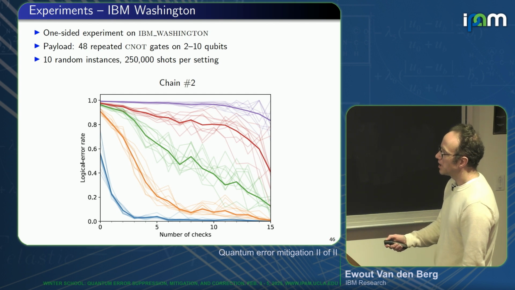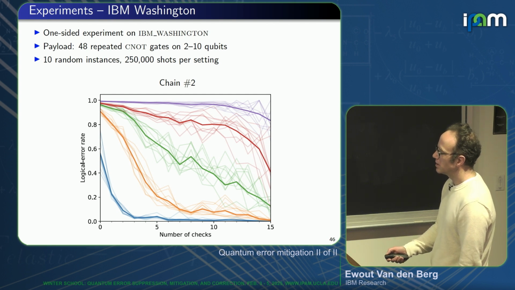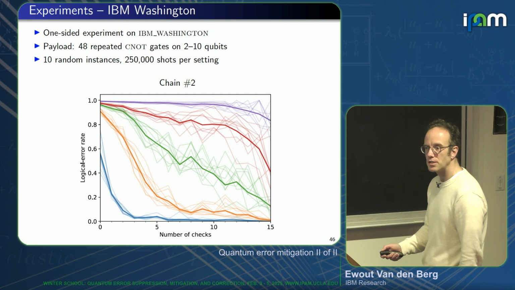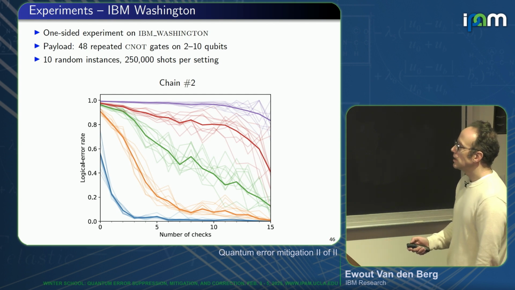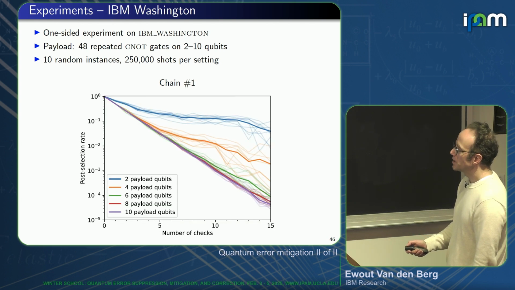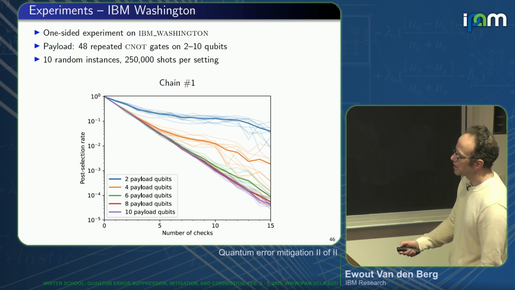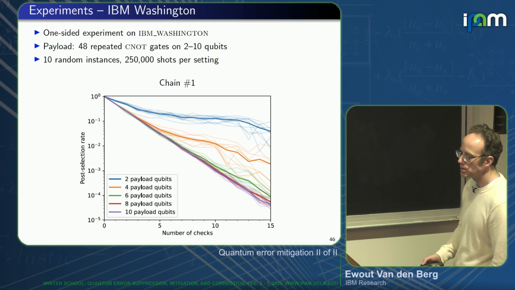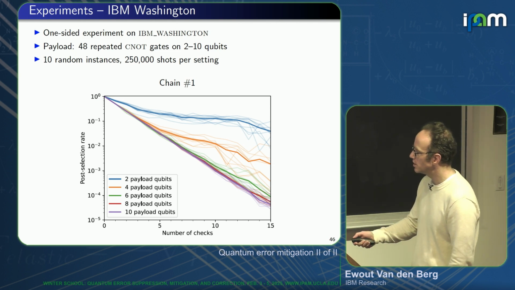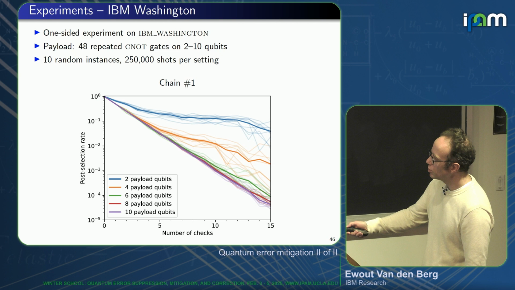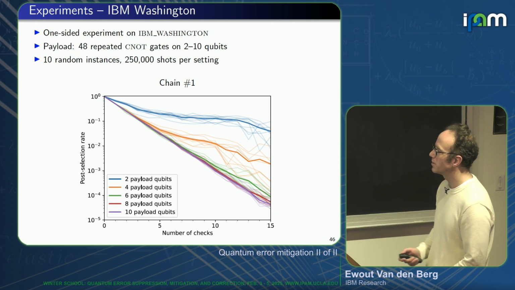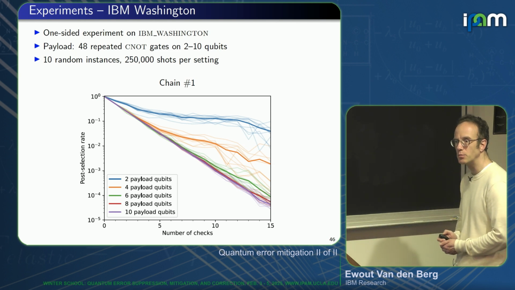This is just the second chain. This is the same behavior, just different curves. And this is the post-selection rate. So you see it does go down to some smaller number, 1 every 10,000 samples in this setting. For the 2 qubit or 4 qubit, that's fairly manageable.